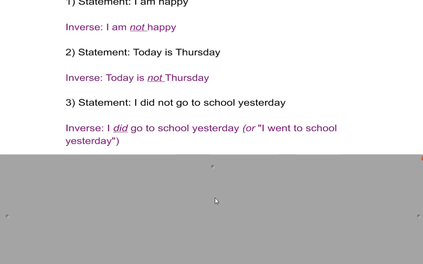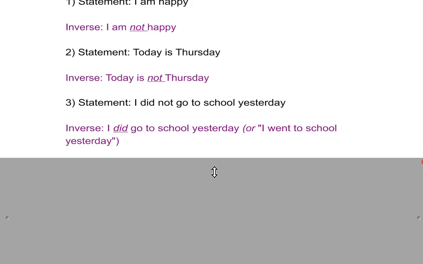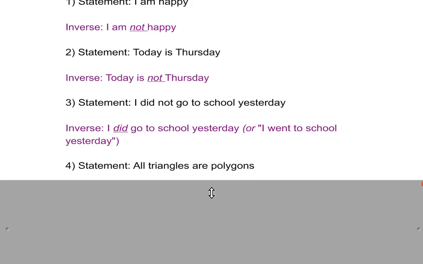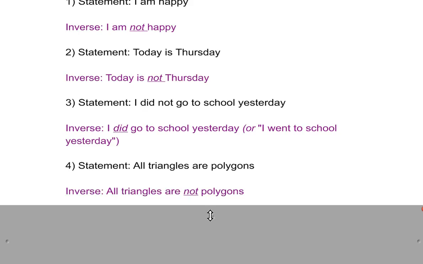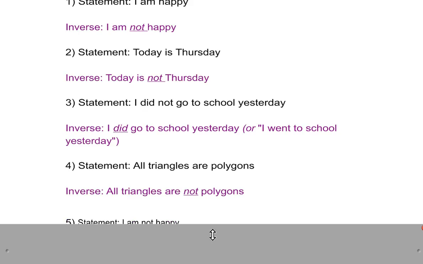These examples belong in your notes. If you need to, put your player on pause, but take them down. Let's take a look at a fourth example. All triangles are polygons. So there are two ways you can do this. You can say all triangles are not polygons, or not all triangles are polygons, or it's not true that all triangles are polygons. Either way, you're negating this statement.